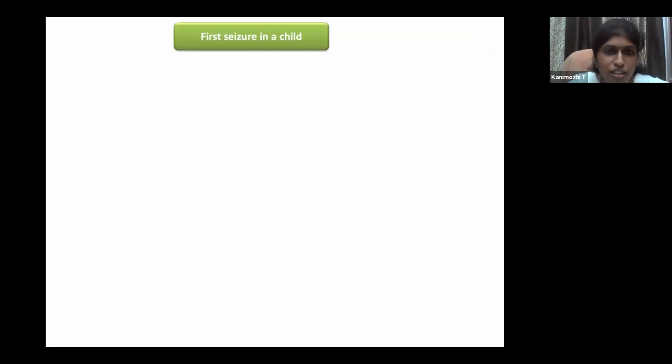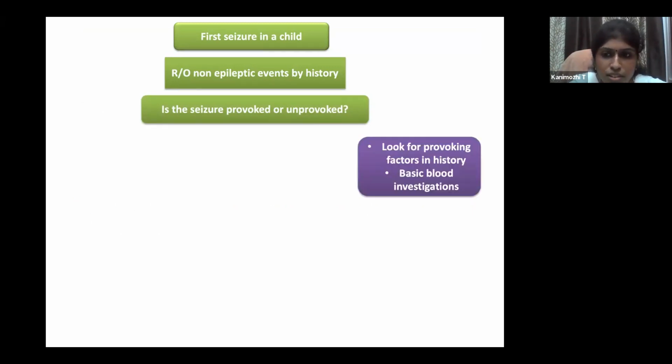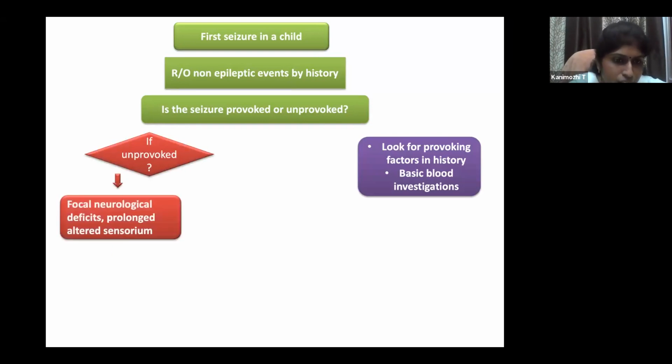So finally, a general approach. If it is a first seizure, then rule out all the non-epileptic events by the history. And next, whether it is provoked or unprovoked, which we can see from history and basic investigations. So if no provoking factors are identified, then if there are any focal deficits or a prolonged altered sensorium, then do a neuroimaging urgently.